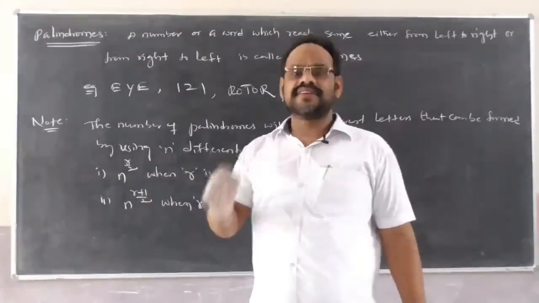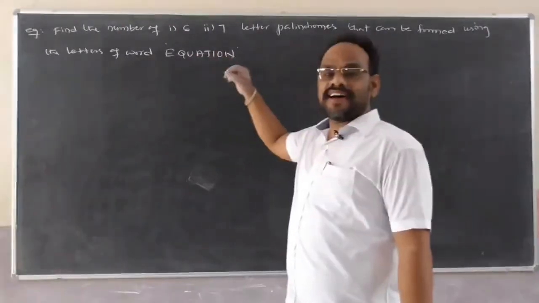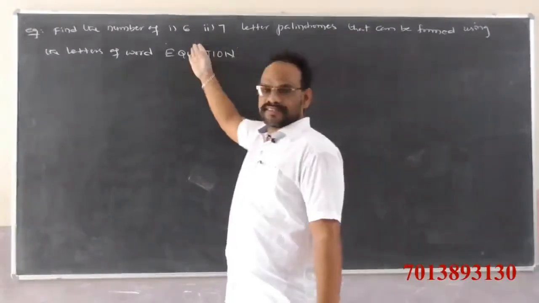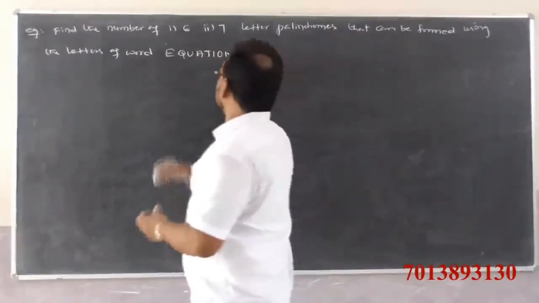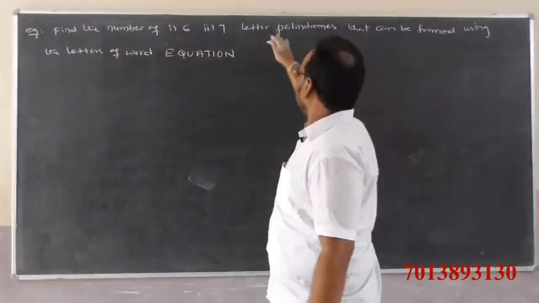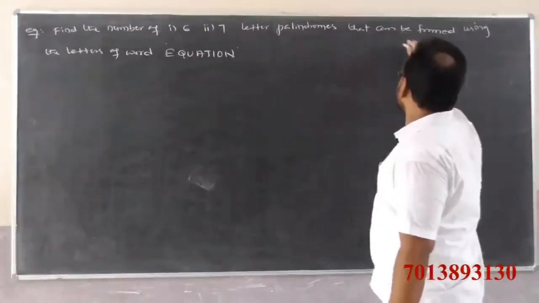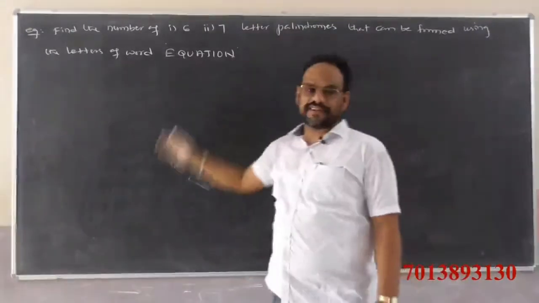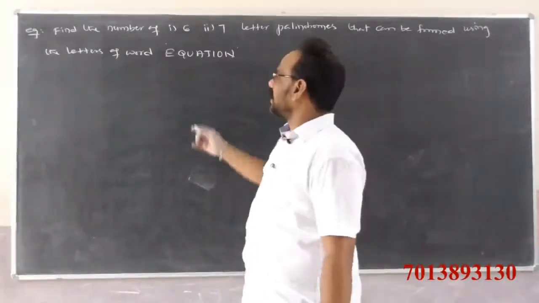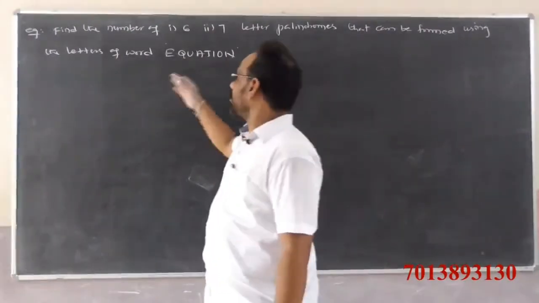Let us discuss a small example. Observe this example. Find the number of 6 letter palindromes and 7 letter palindromes that can be formed using the letters of the word EQUATION.